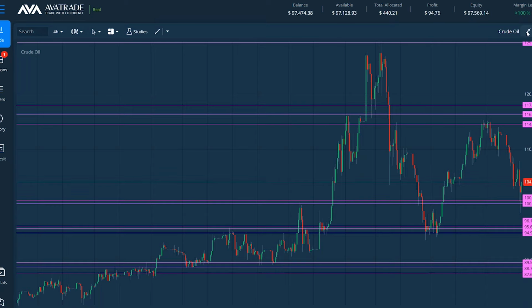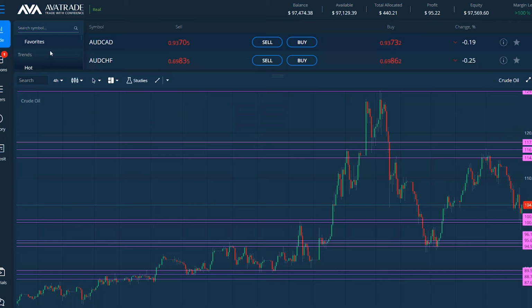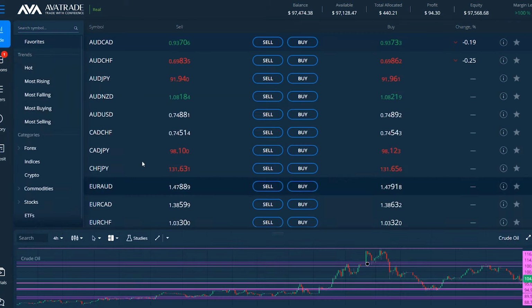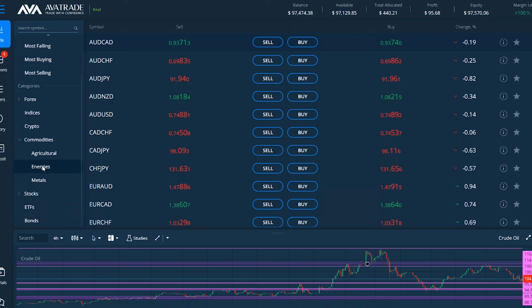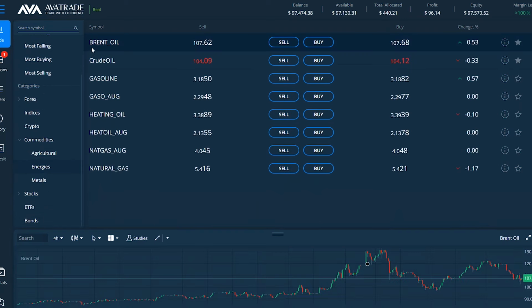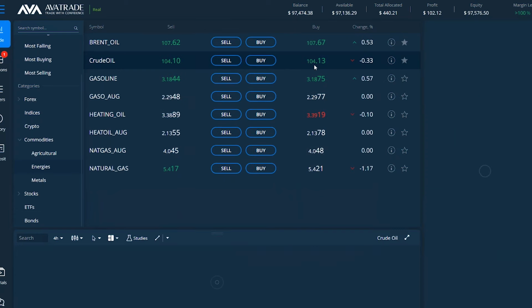So if I wanted to trade on crude oil, then let me lower this down so I can see the instruments better. And let me bring up commodities, energies. There's Brent oil and crude oil. You can trade on either one. Let's click buy.